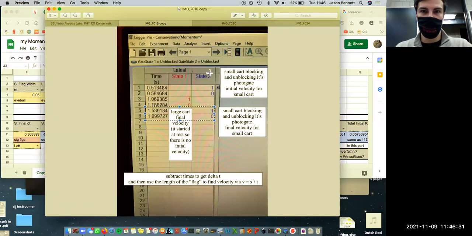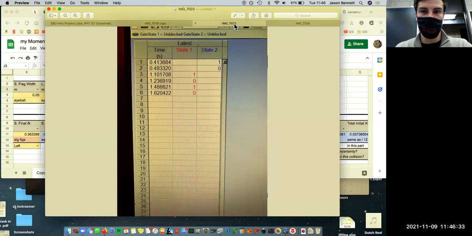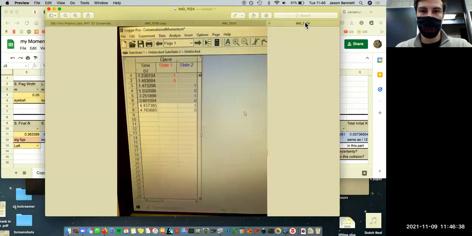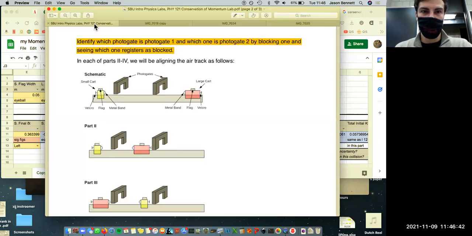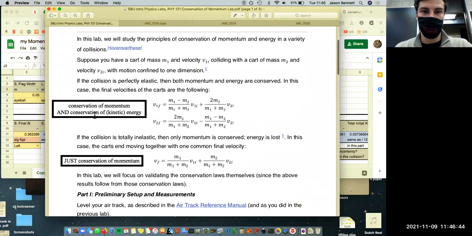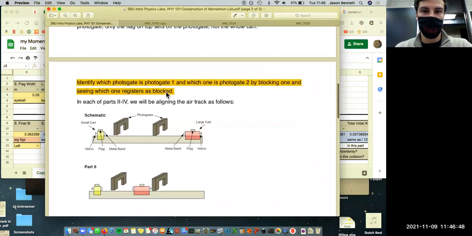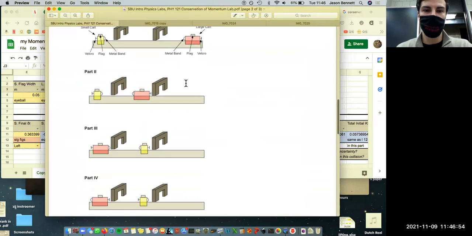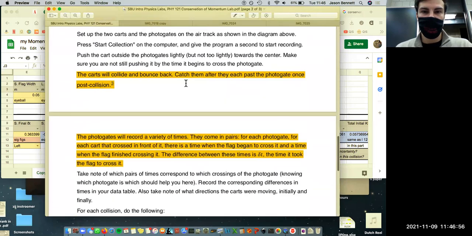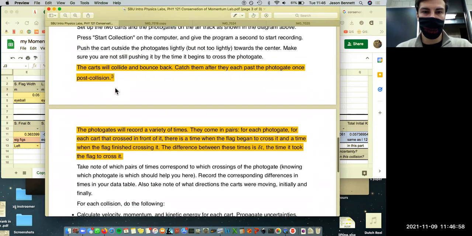Let's give you some more examples of what's going on. Okay, so here, I think this is part 3. Yes, this is part 3. So this is conservation of momentum and energy. This is just momentum, which I already explained. This was like turning on your photo gate and just waving your hand in front of one of them to make sure which is which. Yeah, and this is what I'm going to explain right now.